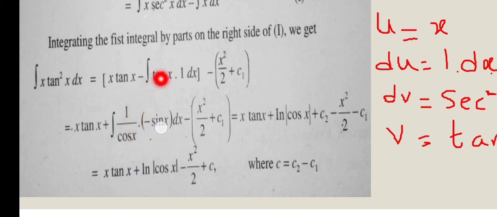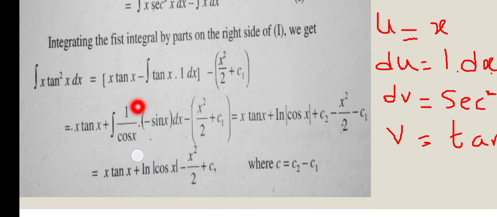In tangent x, you know that tangent x is equal to sin x by cos x. Let's take this minus sign inside the integral. Within the integration, just take this minus sign inside. So we will write plus here, minus sin x divided by cos x. The derivative of cos x is minus sin x.